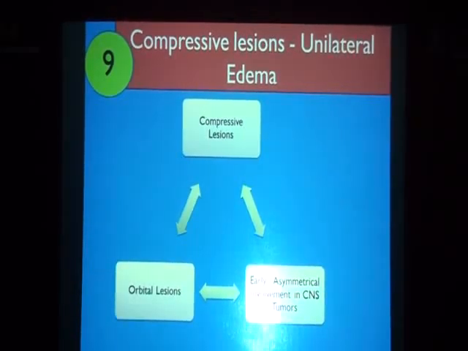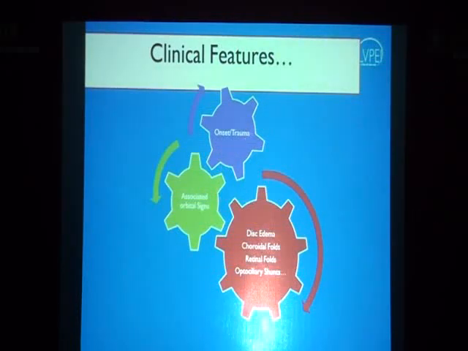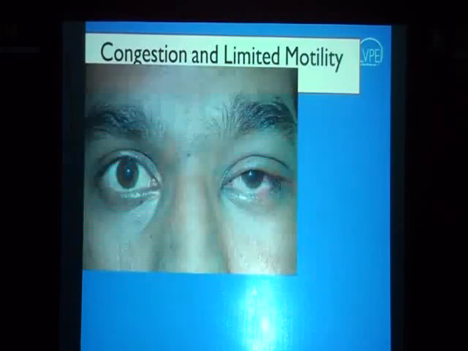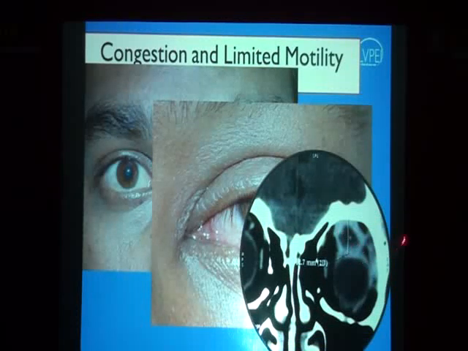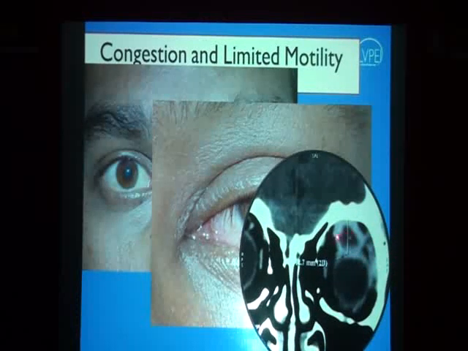I'll just rush through the remaining things because they are less common. Compressive lesions sometimes can have unilateral edema if they are orbital, or it can be asymmetrical involvement in a CNS tumor. But in these patients, the onset may be more insidious. There may be a history of trauma. There may be some specific orbital and other signs which may help. For example, in this patient, there is a little drooping of the eyelid, and this is the enlargement of the same. And we did an MRI and found the presence of a cystic lesion with a scolex, and this was actually compressing the optic nerve in this patient, causing the unilateral disc edema.